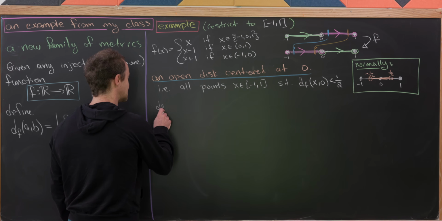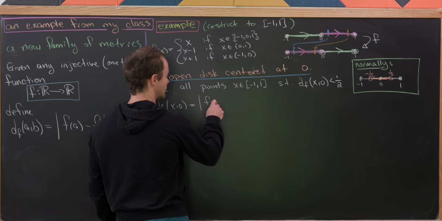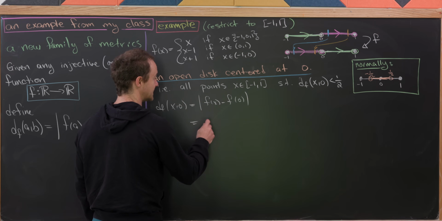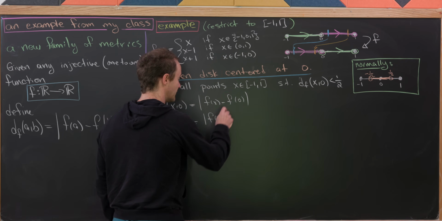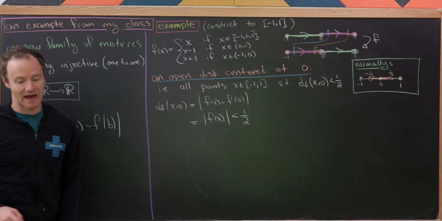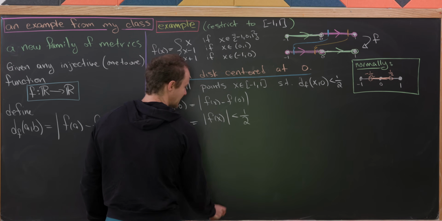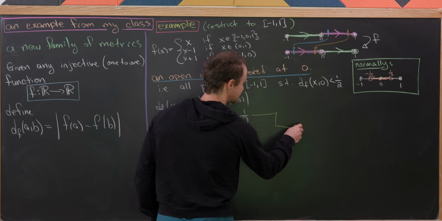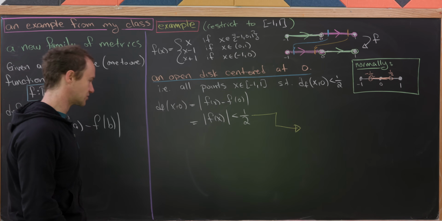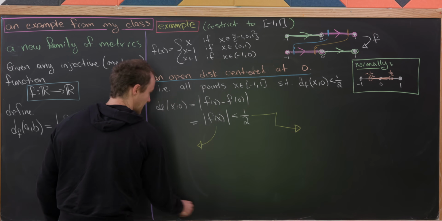So notice that d_f of x comma 0 is equal to the absolute value of f of x minus f of 0. But that in turn is simply equal to the absolute value of f of x. And we wish for that to be less than 1/2 by our goal over here. But now let's notice that we need to split this into two cases based off of the fact that we have a piecewise defined function. Okay, so let's split that into two cases right here.